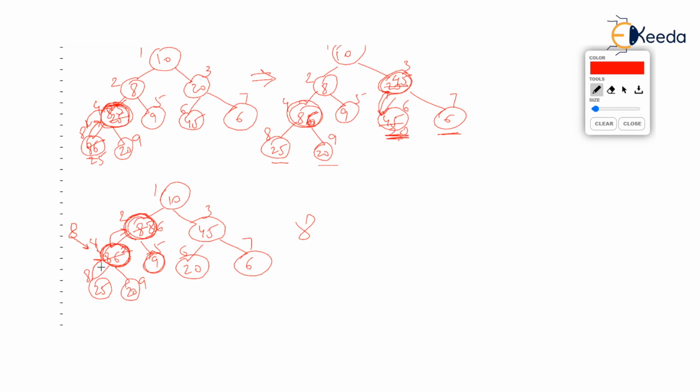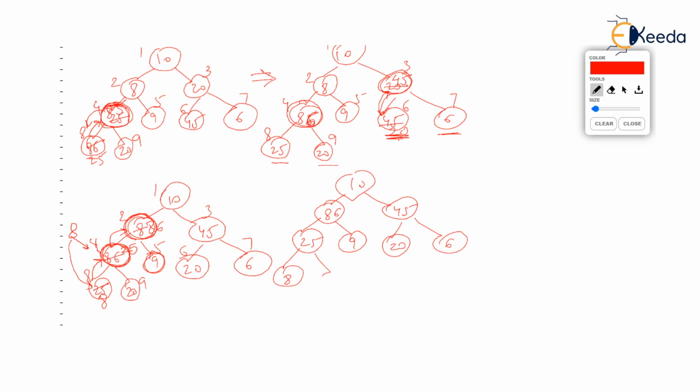I guess you are following it. And now finally 8 gets a place at 8th place because 8th place is a leaf. No problem. No followers for this. So what is the heap right now? The heap right now is 10 is still first node. The left of 10 is now 86. Right of 10 is 45. Left of 86 is now 25, isn't it? And right of 86 is 9. Then we have 26, and left and right of 25 is 8 and 20.